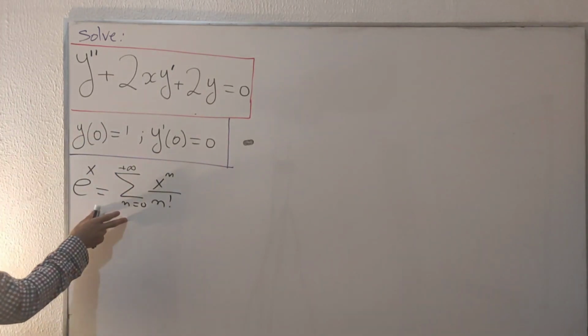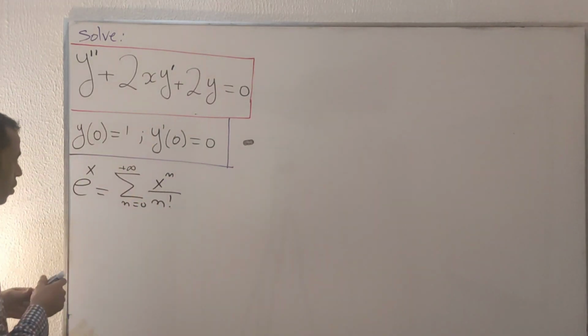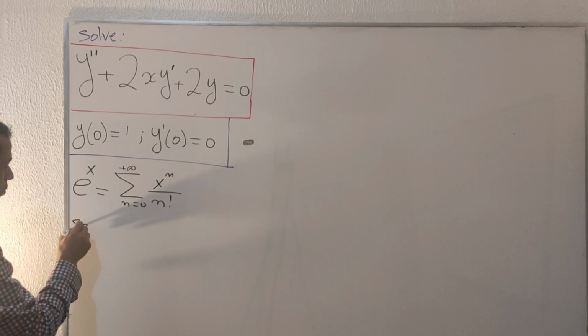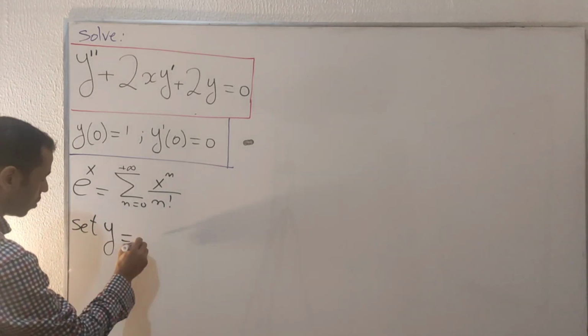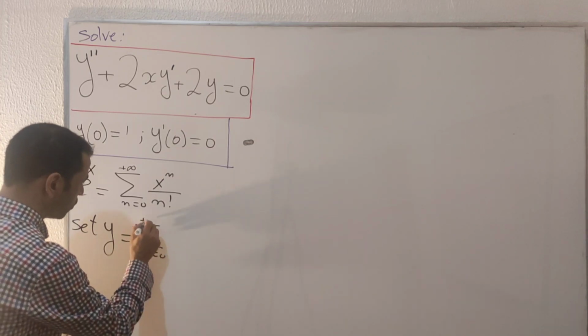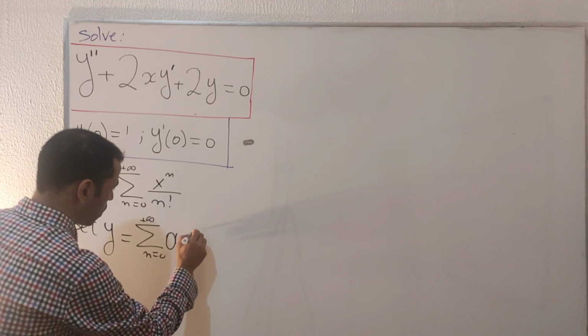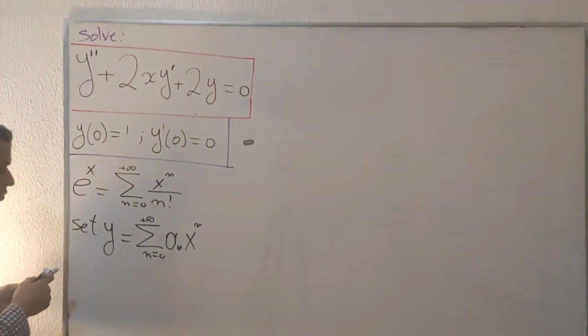Since we know this formula here, I'm going to use the power series to solve this differential equation. So let's set y equals the sum as n goes from 0 to plus infinity of e sub n multiplied by x to the n, like this.